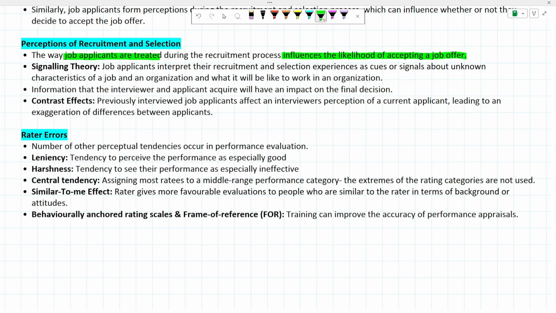Similar-to-me effect: raters give more favorable evaluations to people who are similar to the rater in terms of background, attributes, or attitudes. So more favorable evaluations to people who are similar to the rater. So behaviorally anchored rating scales and frame of reference training can improve the accuracy of performance appraisals. So that's it for our rater errors and for our chapter 3.